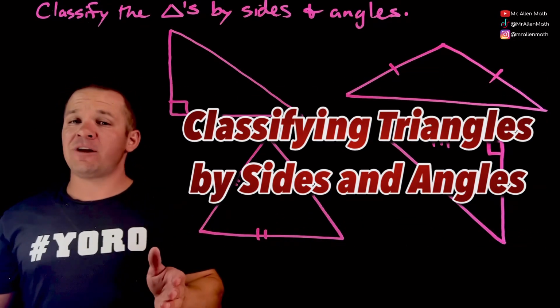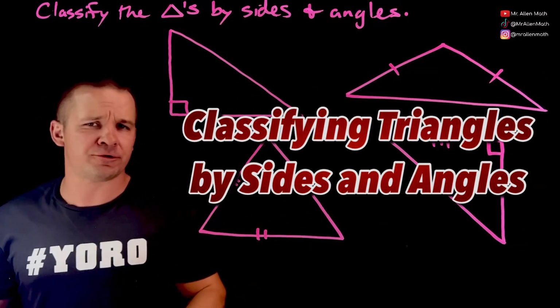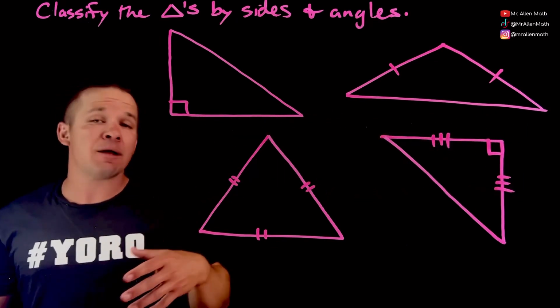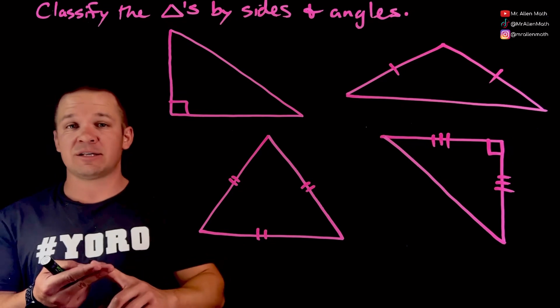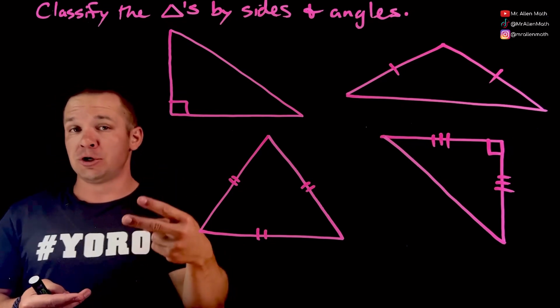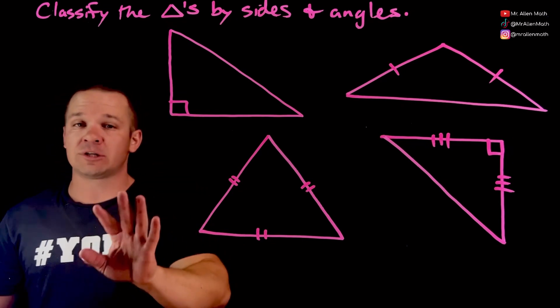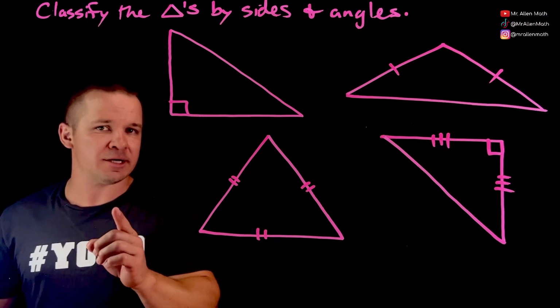Mr. Allen here. In this video, we're going to classify these four wonderful triangles that we have here by sides and by angles. So when we're talking about by sides, we're saying, is it scalene? Is it isosceles? Is it equilateral? That means no sides, two sides, or all three sides congruent, respectively. That's a big word on the SAT and ACT.